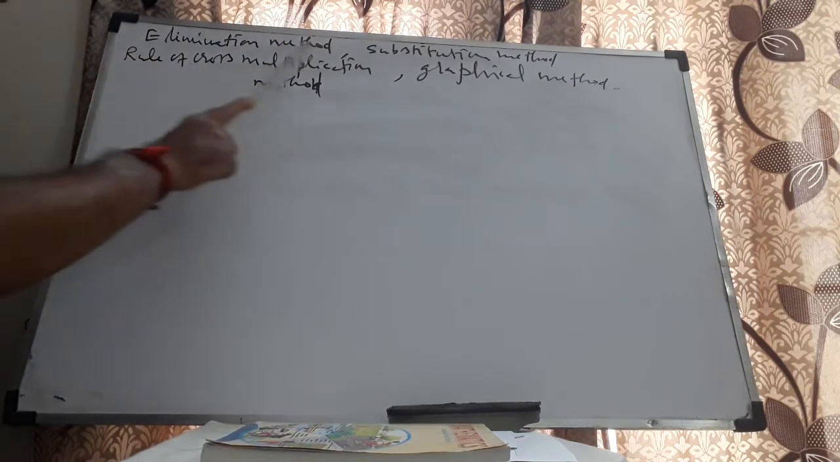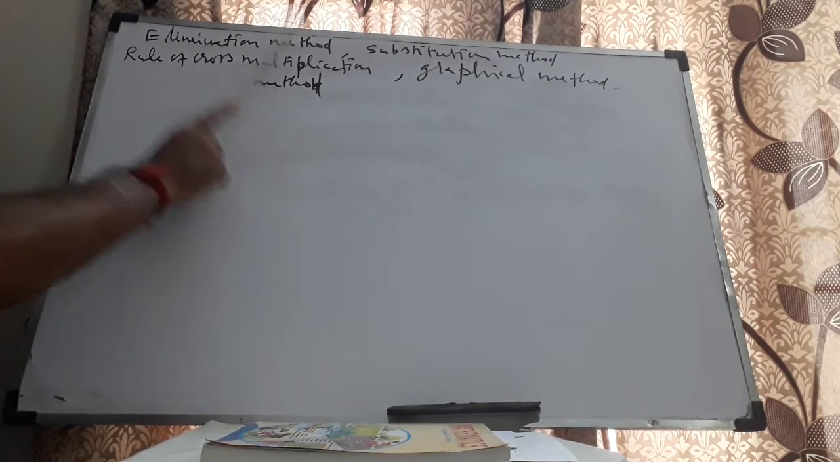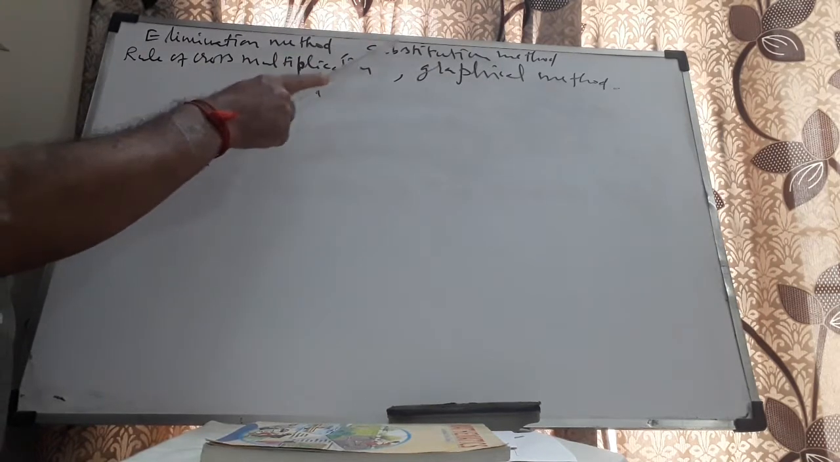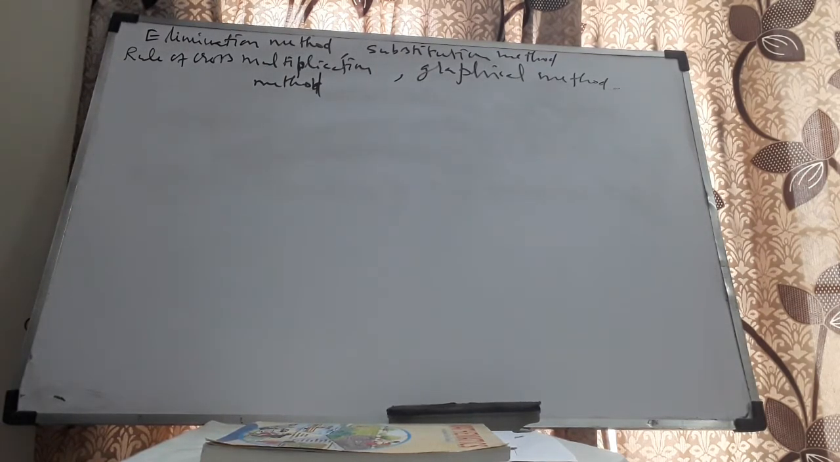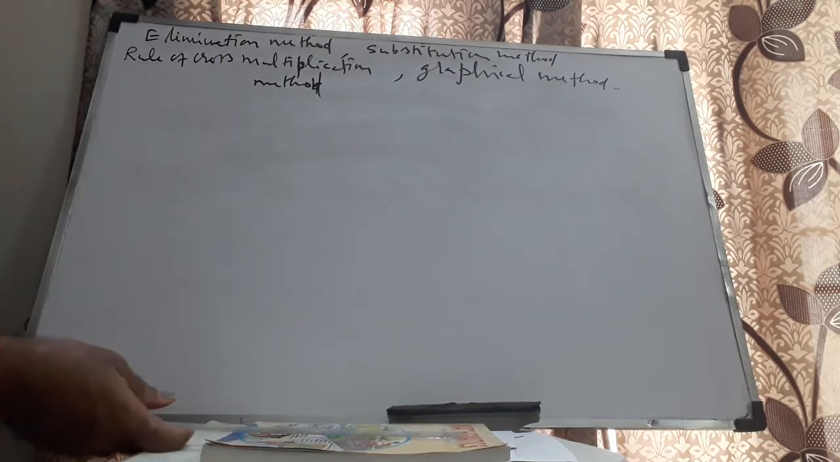I repeat, there are 4 different ways of solving the equations. In the elimination method, I will try to eliminate one of the variables, and after getting the value of the other variable, I will come back to one of the equations, substitute there and get the value of the eliminated variable. In substitution, I will bring either x in terms of y or y in terms of x and then solve. That is known as the substitution method. The rule of cross multiplication I will explain when I am explaining that particular part. And in the graphical method, we draw the lines and then solve graphically.